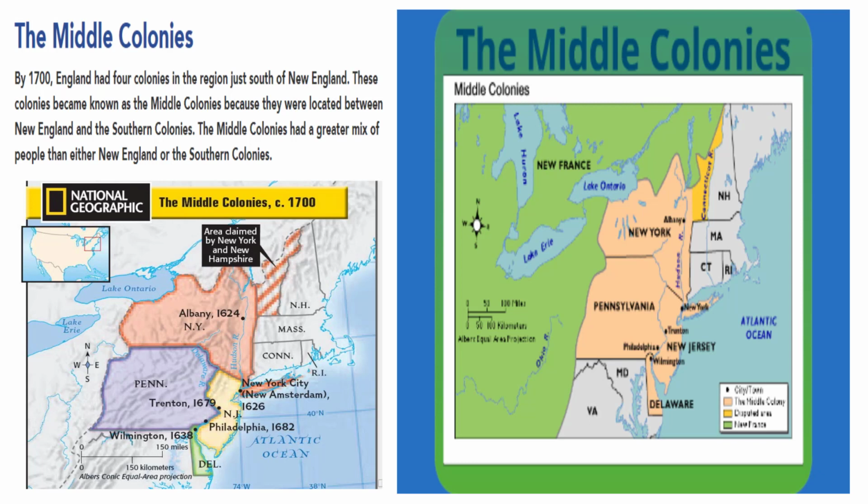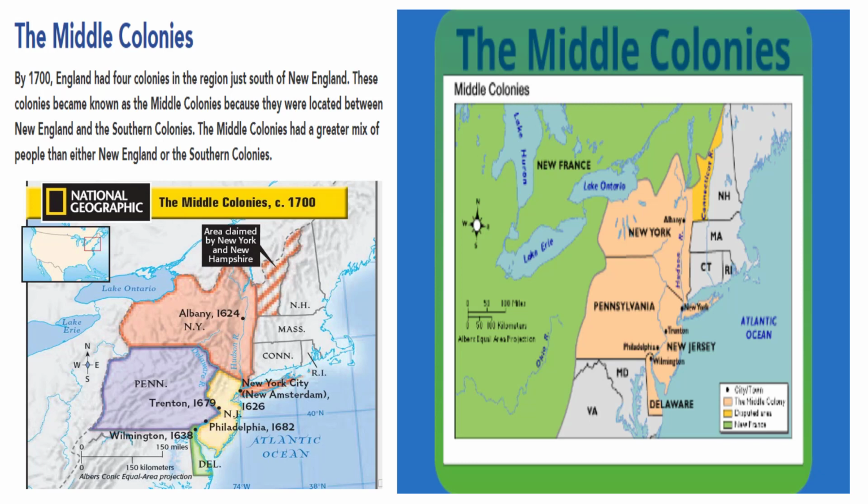The Middle Colonies. By 1700, England had 4 colonies in the region just south of New England. These colonies became known as the Middle Colonies because they were located between New England and the southern colonies. The Middle Colonies had a greater mix of people than either New England or the southern colonies.